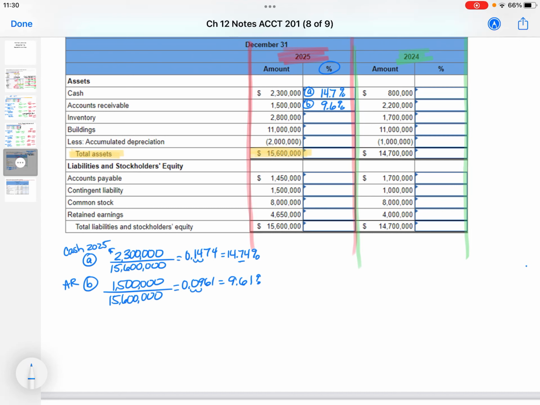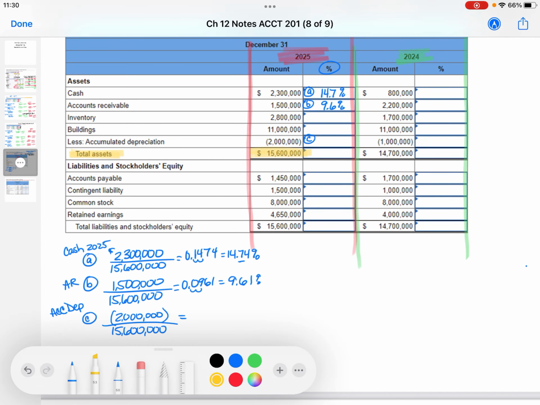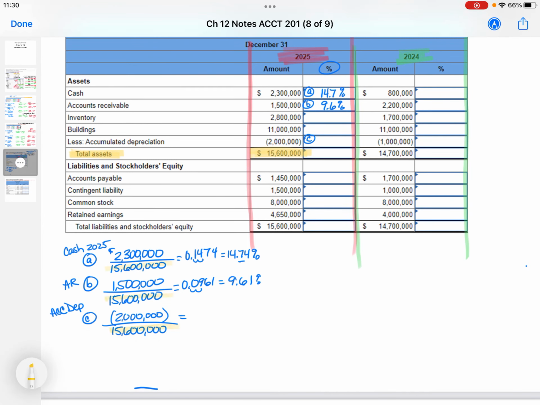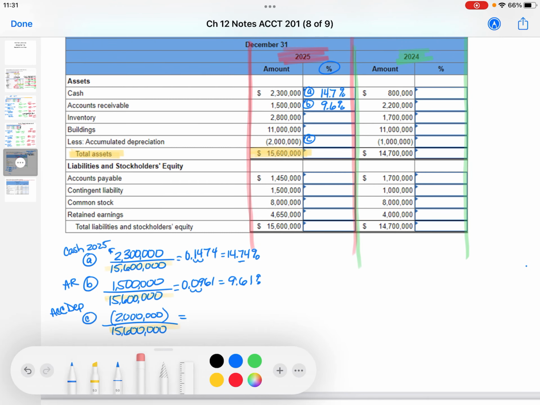Okay, let's start with accumulated depreciation, letter C. Now this one is negative, so that's why I want to use this one. So I've got a negative 2 million, that's my account balance, and I'm going to divide it by 15.6 million. Every single time I'm dividing it by 15.6 million, and that's because I'm in this vertical area, right?